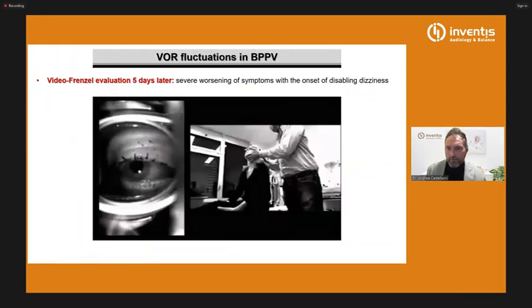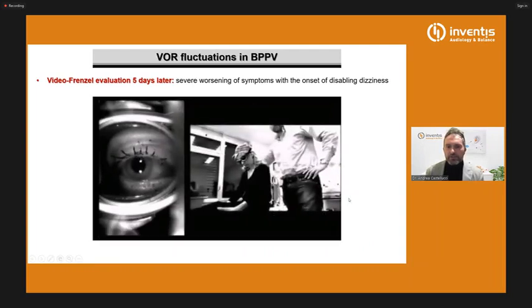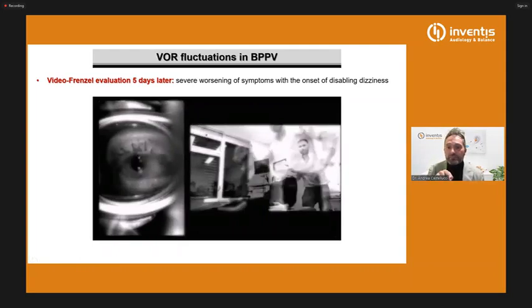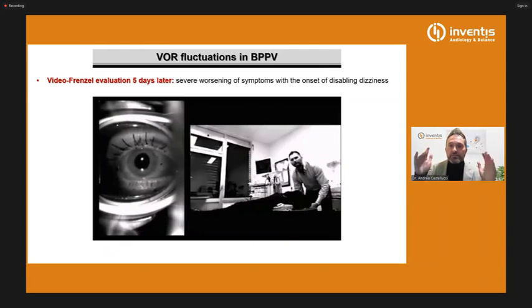So we performed Epley maneuver, but after 5 days, she had a severe worsening of symptoms with the onset of disabling dizziness, something like ataxia. Look, she has a tiny albino nystagmus with left torsional component. It's a spontaneous nystagmus that is much more evident in this straight head hanging position.